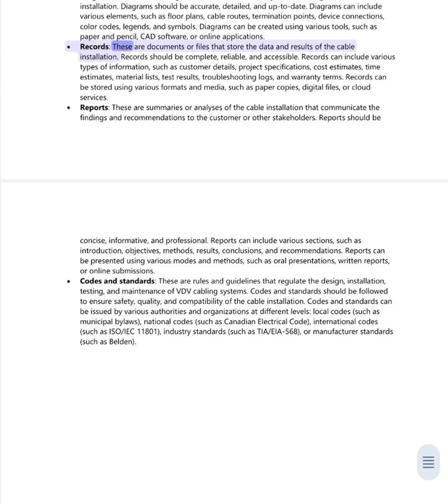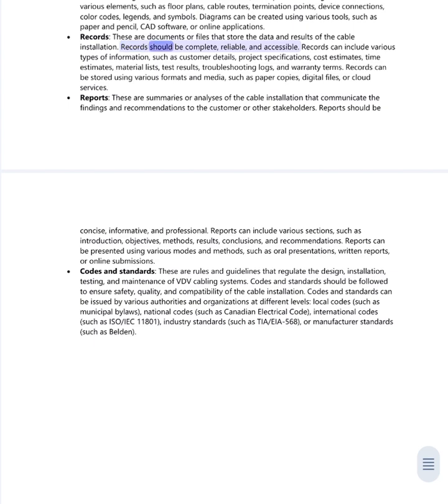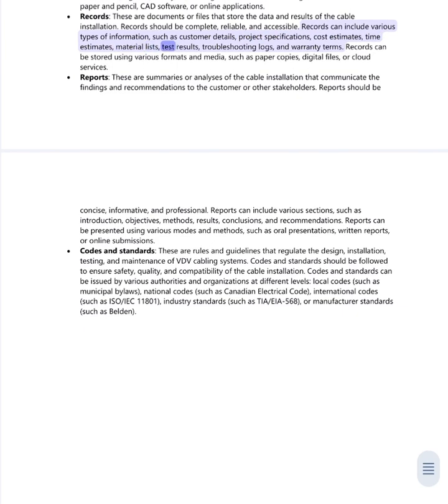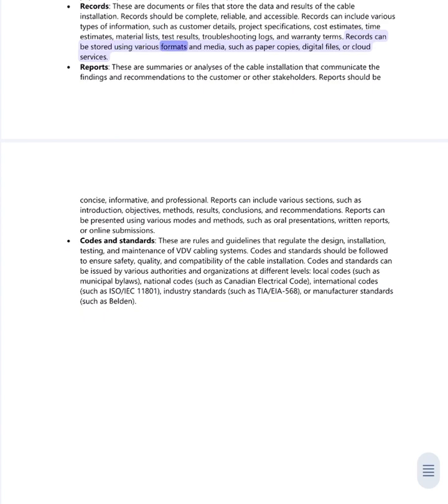Records. These are documents or files that store the data and results of the cable installation. Records should be complete, reliable, and accessible. Records can include various types of information, such as customer details, project specifications, cost estimates, time estimates, material lists, test results, troubleshooting logs, and warranty terms. Records can be stored using various formats and media, such as paper copies, digital files, or cloud services.